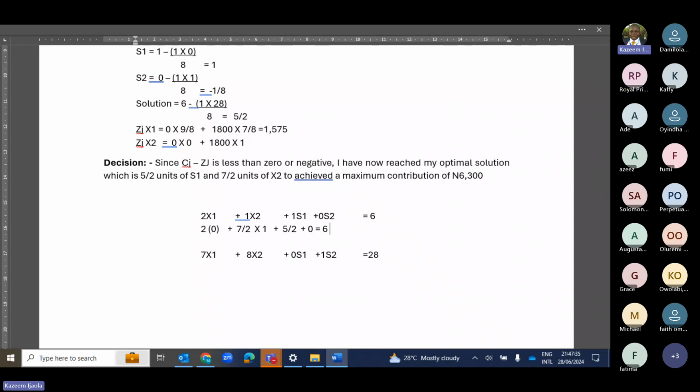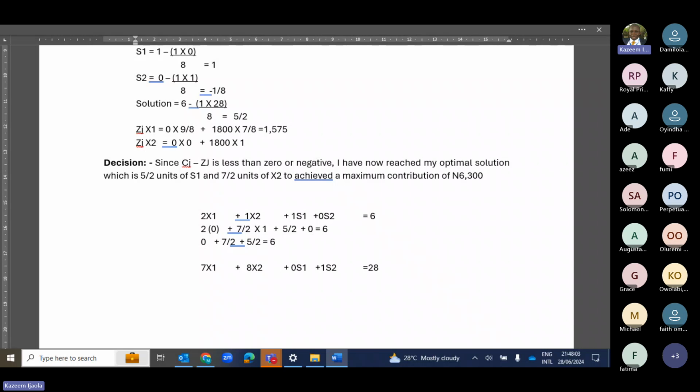Who wants to try for us? Yes. So this times 0 is 0. So this is plus 0 plus 7 over 2 plus 5 over 2. If you solve this, you should get 6. Did you get 6? Yes. It's correct. 6. So that is it. You can use the same thing for these equations too. You will get 28. Should we do it? Let me show you.